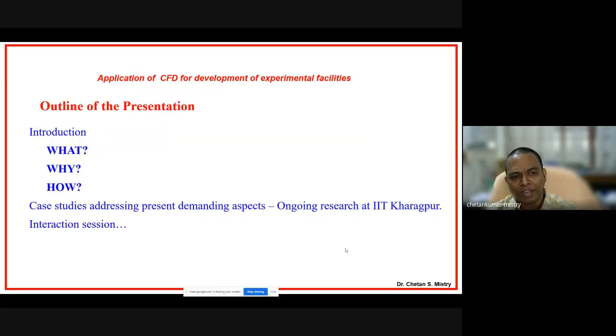Now, in terms of my outline for the presentation, it will be an introduction part. It will say what exactly you are looking for in terms of use of CFD, why we are looking for this use of CFD, and how you can use this CFD for the development of various facilities. I'll be showing different case studies addressing present demanding aspects and ongoing research activities at IIT Kharagpur. That is more related to this topic, and we can have an interaction session for that.